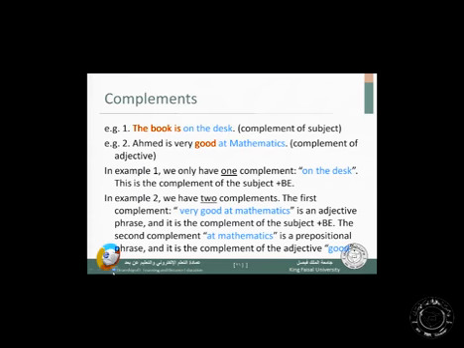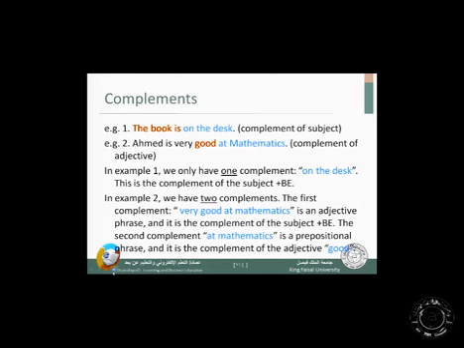And I explained this for you here. In example 1, we only have one complement, which is on the desk. This is the complement of the subject, the book, plus be. In example 2, we have two complements. The first complement, very good at mathematics, is an adjective phrase.